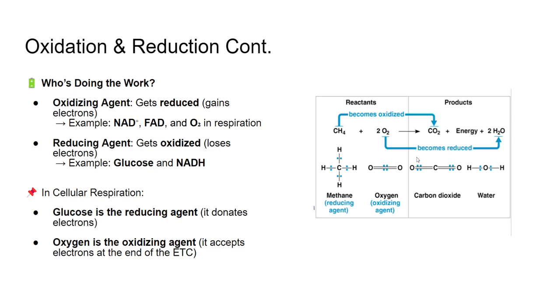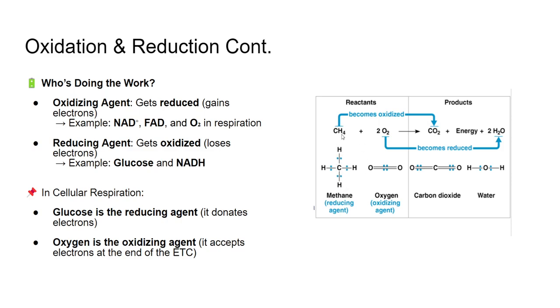I like to use a good image on methane, or the oxidation of methane into carbon dioxide and water. So we see methane here, right? It's the reducing agent. And why is it the reducing agent? Because it has all of these electrons, right? It has all these hydrogens.